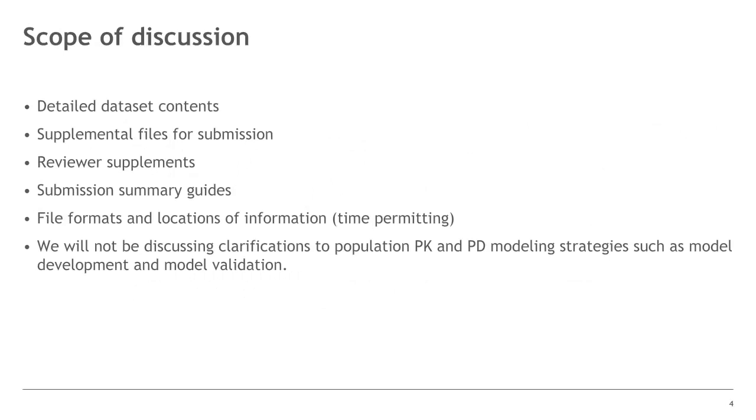As a scope of discussions, we're going to talk about detailed dataset contents, some of the supplemental files for submission that we should be considering, a reviewer supplement or reviewer's guide with some examples, some different submission summary guides, and then obviously, if we have time at the end, we'd like to tee up a discussion about file formats and the locations of information.